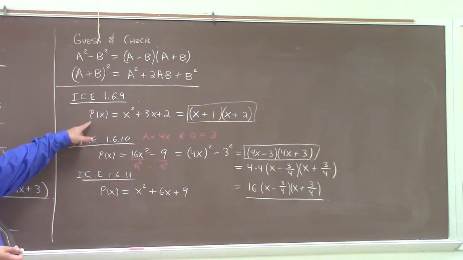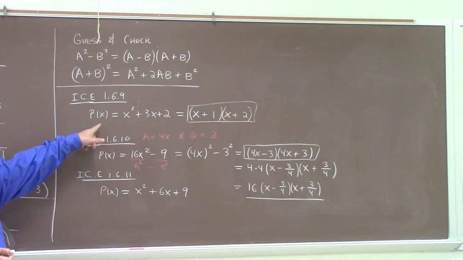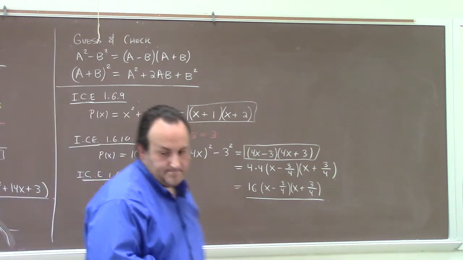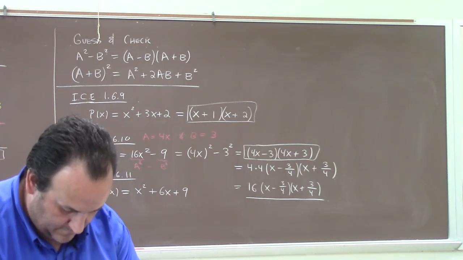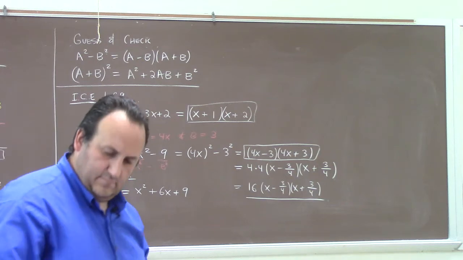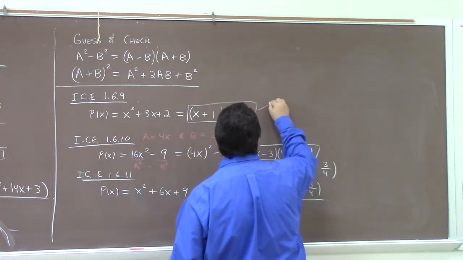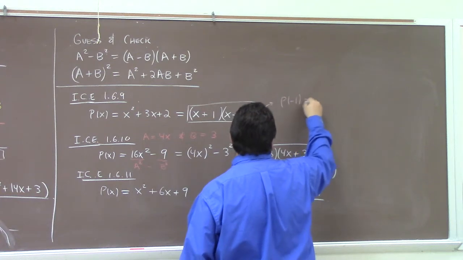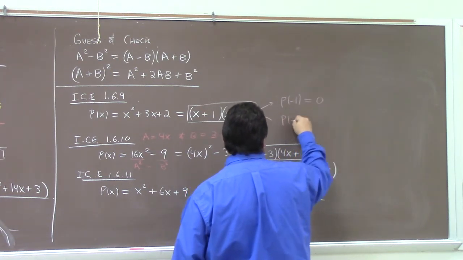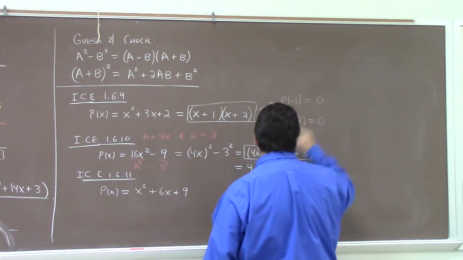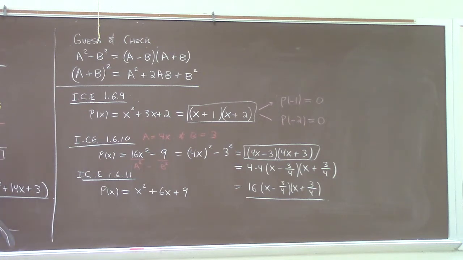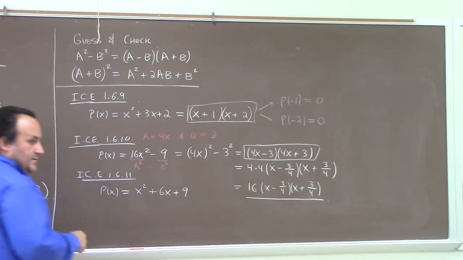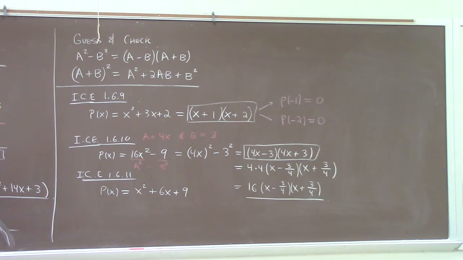How about this one? P of what is 0? By the factor theorem, what are the zeros of this one? P of minus 1 is 0. And p of minus 2 is 0, right? So this one here, right? What's that? x plus 3 times x plus 3. Right.